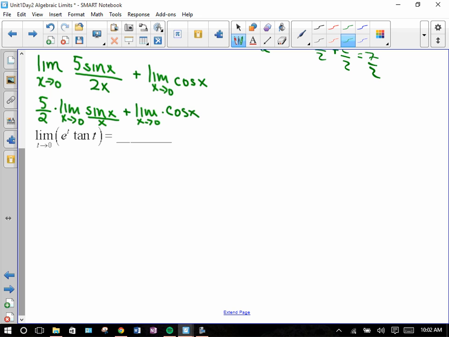So we have the limit as t approaches 0 of e to the t times t, x, I can use b, c, d. No pluses here, huh? And there's an invisible plus sign over there. What happens when I start writing? It shows up.